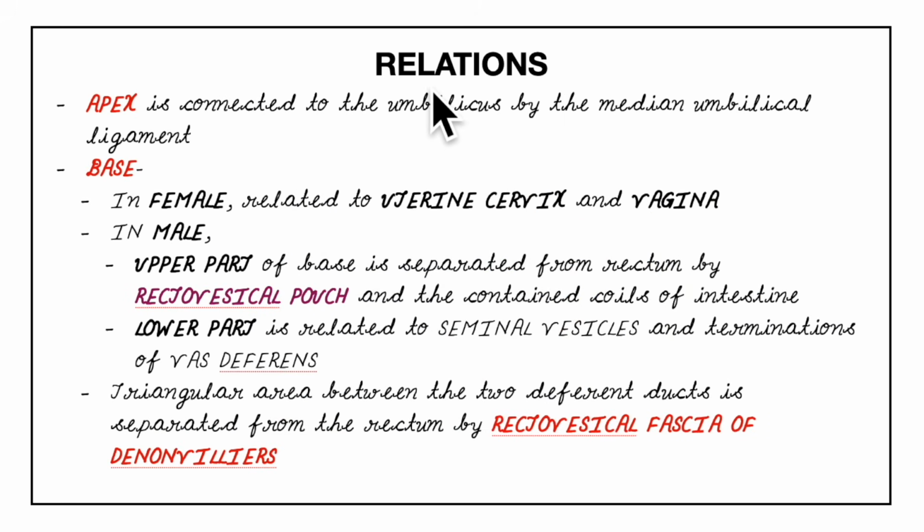Summarizing the important points on the relations of the urinary bladder, the apex is connected to the umbilicus by the median umbilical ligament. Looking at the relations of the base, in females it is related to the uterine cervix and vagina. In males, the upper part of the base is separated from the rectum by the rectovesical pouch and contains coils of the intestine. The lower part is related to the seminal vesicles and the terminations of the vas deferens.